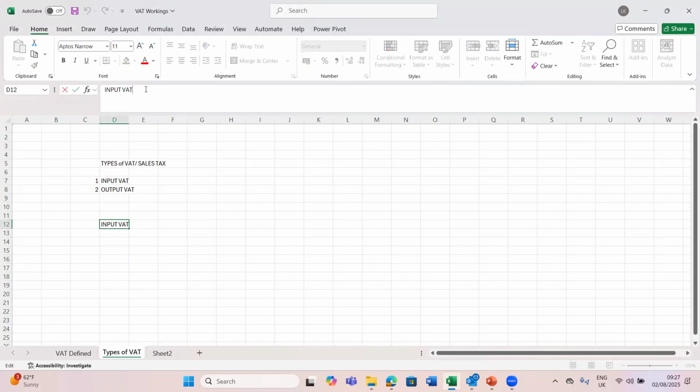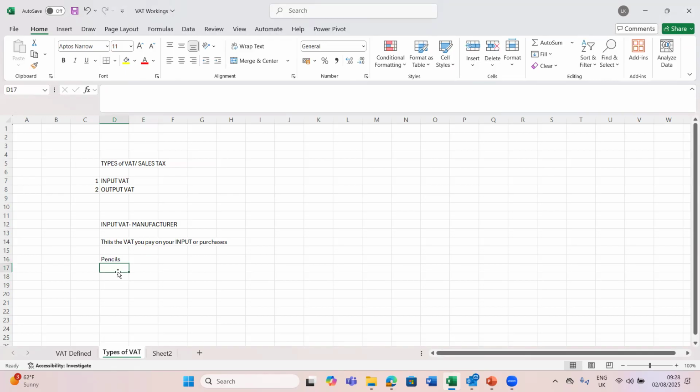This one we're talking of the manufacturer. So what is this? For the input VAT, this is the VAT you pay on your input or purchases. Let's go to the example of manufacturing pencils.